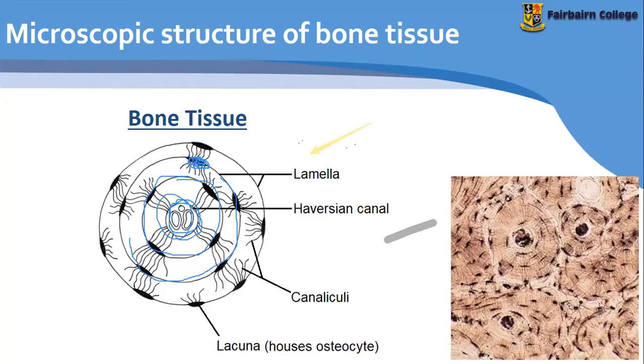And then over here, you have the lacunae. Those are the areas where we are going to find the osteocytes. So the lacunae house the osteocytes. This is basically like a house for the cell, so the bone cells are found here in the lacunae.